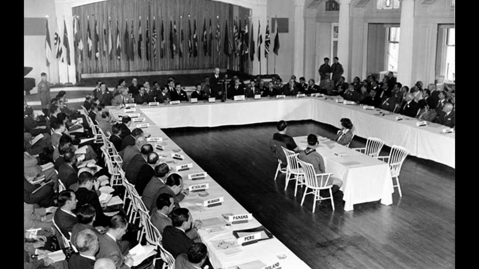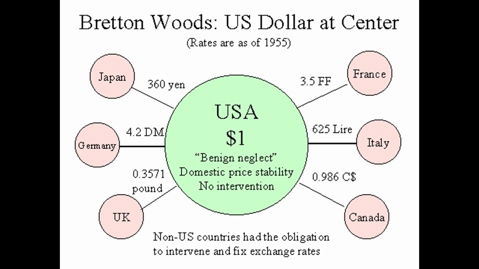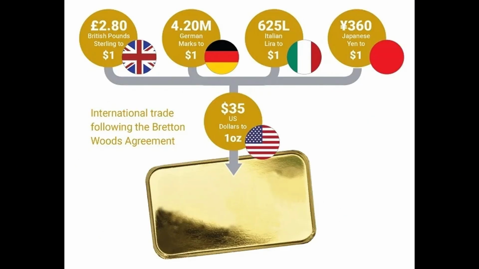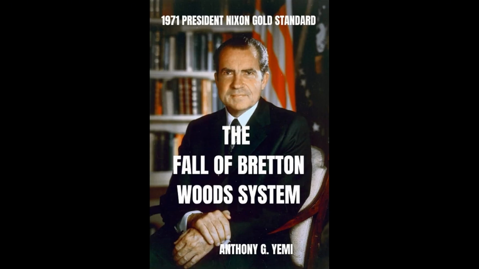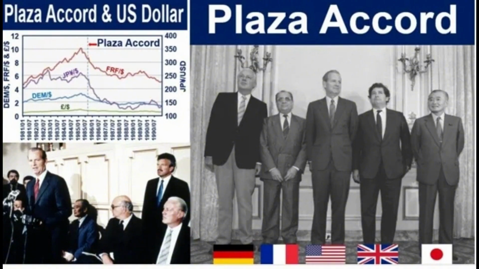The Bretton Woods system. After World War II, the Bretton Woods Agreement established fixed exchange rates between major currencies, including the yen and the USD. Under this system, the yen was pegged at 360 yen per USD. This arrangement facilitated international trade and economic stability.